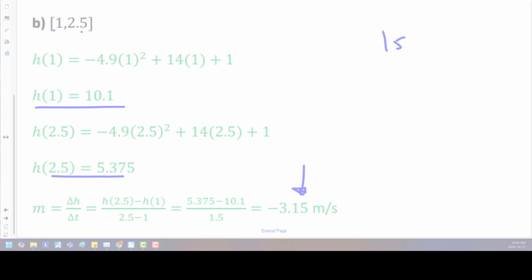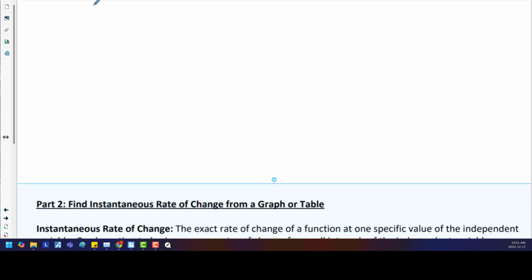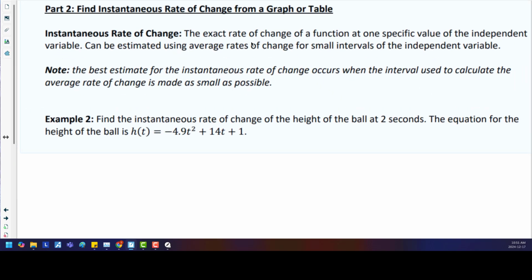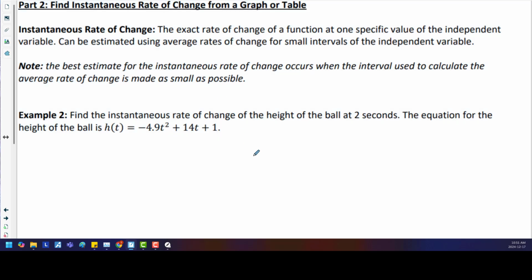We're going to do this. So part 2, find instantaneous rate of change from a graph or table. So the exact rate of change of a function at one specific value of the independent variable can be estimated using average rates of change for small intervals of the independent variable. Essentially what's happening is we are going to choose 2 time values or 2 independent variables, but a very small interval, meaning time values are very close.